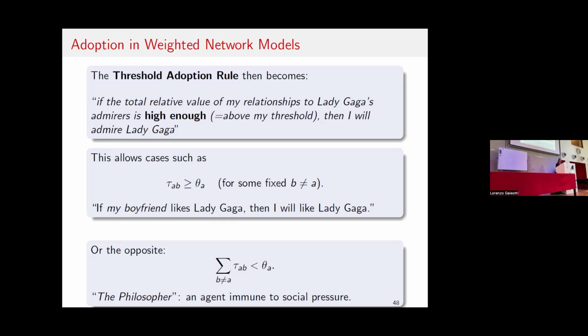Or the opposite could also happen. If the sum of the weights of everybody in my friendship circle will always be less than tau, this means I will never change my mind. I never adopt any new information.